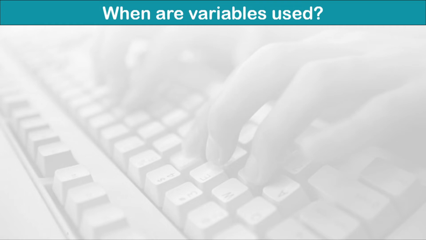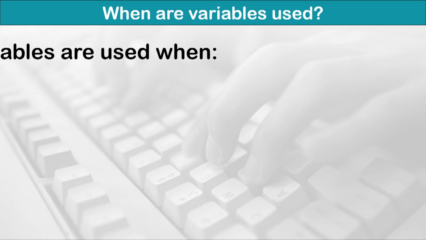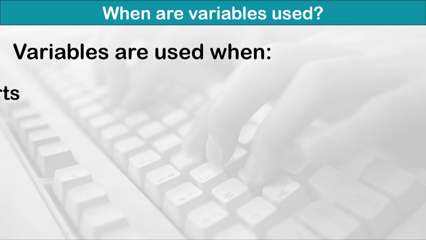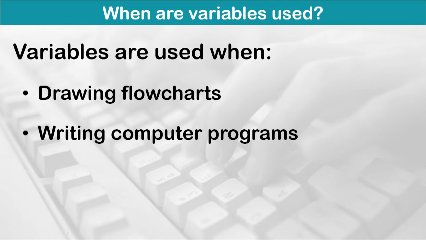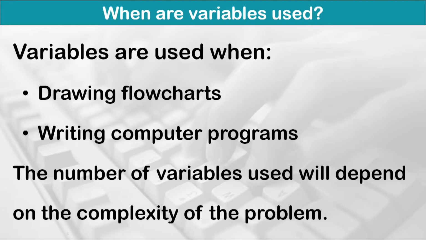When are variables used? Variables are used when drawing flowcharts, but also when writing computer programs. That is, writing instructions about how to solve a problem. Not all memory locations are used as variables. The number of variables used will depend on the complexity of the problem. Is it a big problem or is it a small problem?